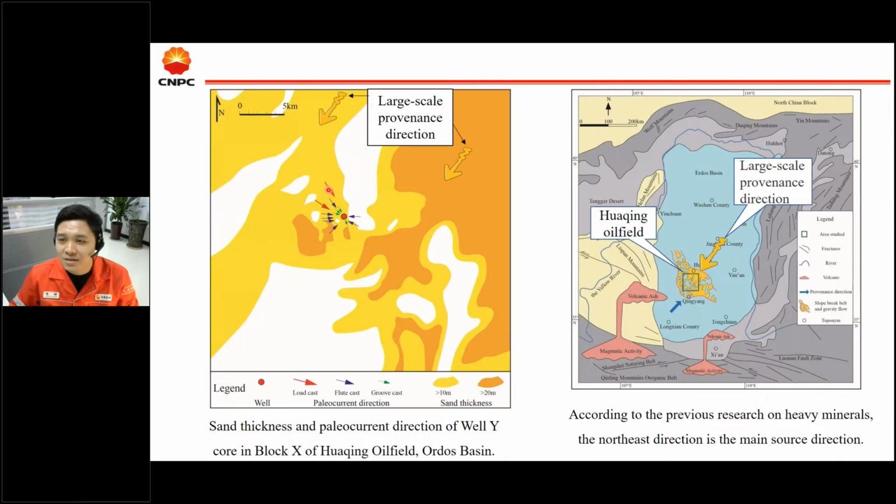reconstructed by us is different from the large-scale provenance direction in the northeast, reconstructed by the predecessors using heavy minerals. If the drilling were deployed in the northeast, according to the large-scale provenance direction, we would suffer heavy losses. Therefore, high-inclination coring can significantly reduce the number of exploratory well failures.